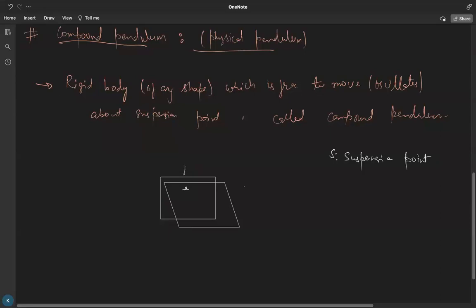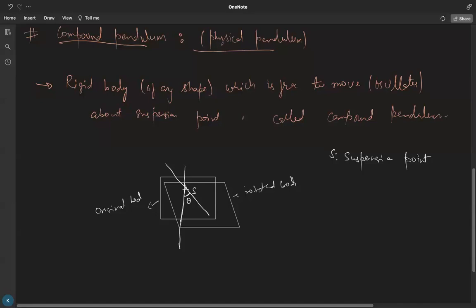So let us assume this is our suspension point S, and this figure is rotated by some angle, which is theta, right? This is our original body, and this is our rotated body, and I have rotated the figure with the angle of theta, rotating it about the suspension point.